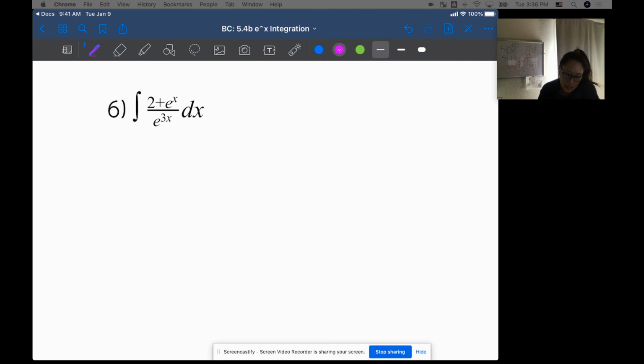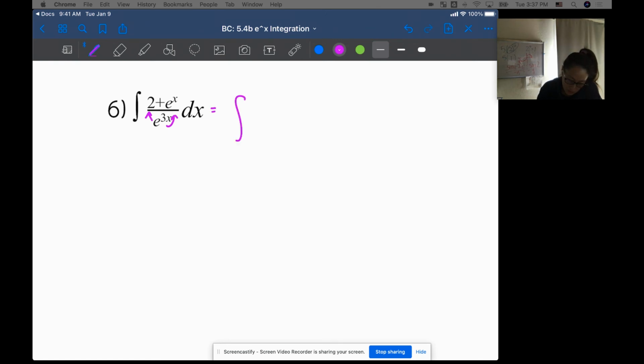This is another kind of trickier one where we have an indefinite integral. So we're going to have a c value. Okay. I notice that I have a monomial in the denominator. So let's go ahead and divide it in.